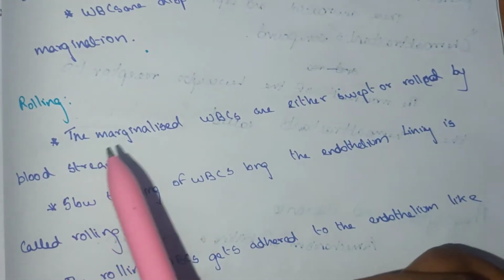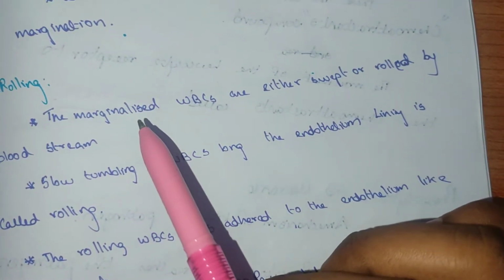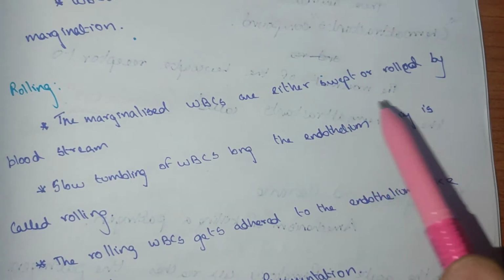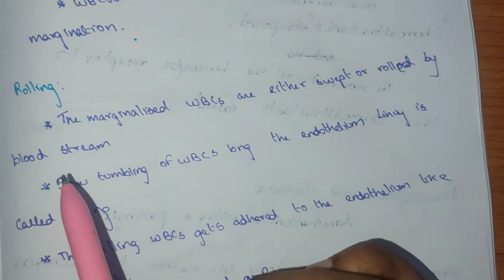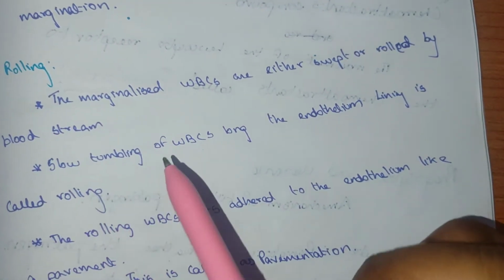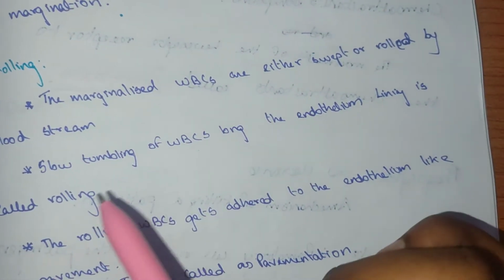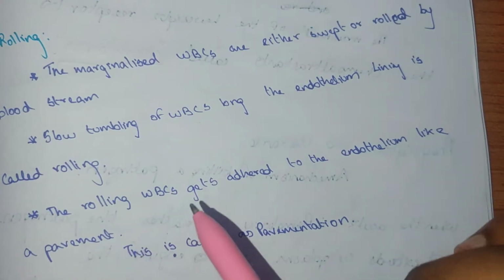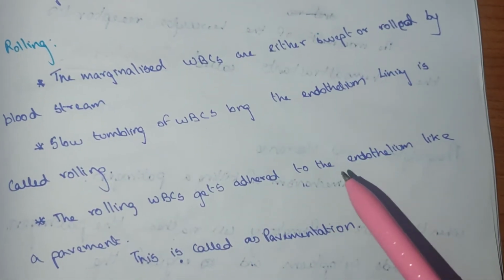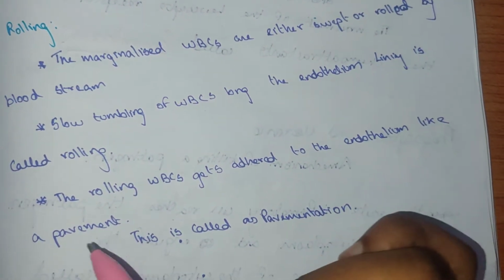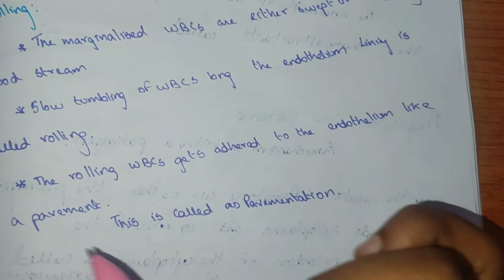Rolling. The marginalized WBCs are either swept or rolled by the bloodstream. The slow tumbling of the WBC along the endothelium lining is called rolling. The rolling WBCs get adhered to the endothelium like pavement. This is known as pavementation.